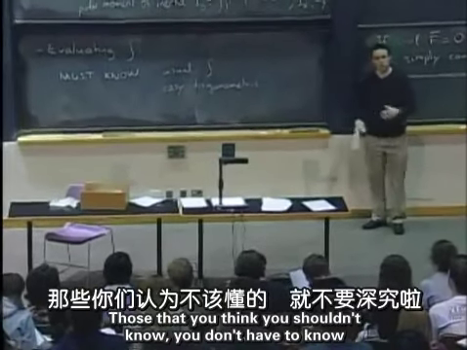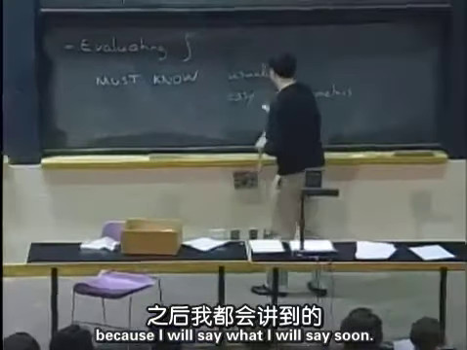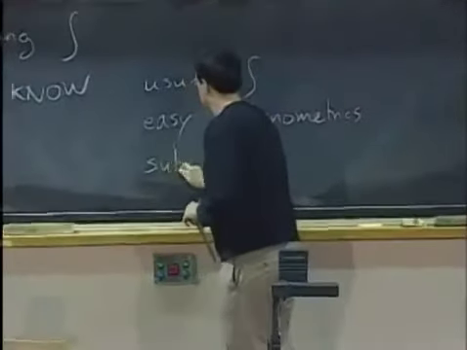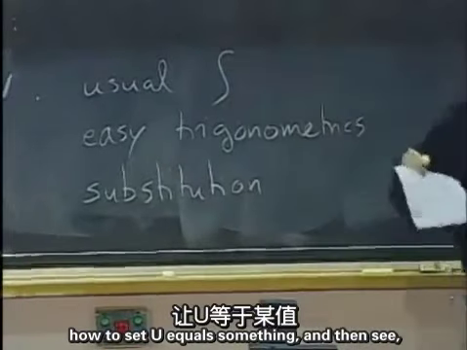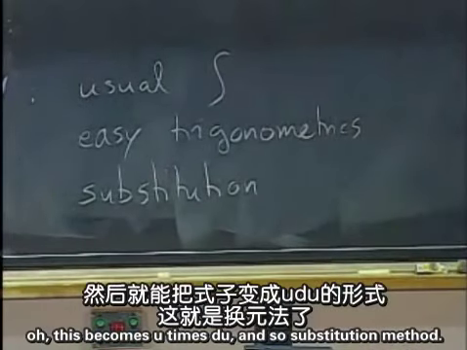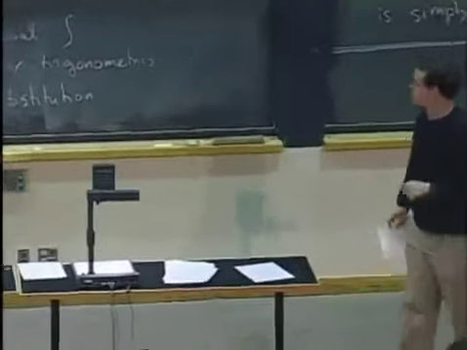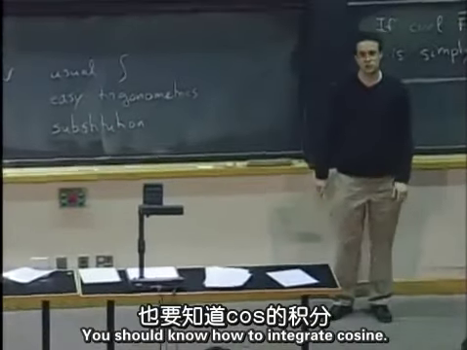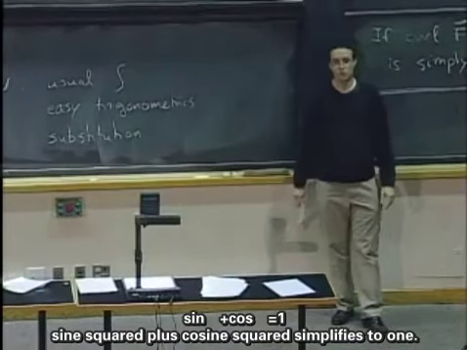Those that you think you shouldn't know, you don't have to know. You should know also substitution: how to set u equals something and then see, oh, this becomes u times du. And so, the substitution method. Yes? What do I mean by easy trigonometrics? Well, certainly you should know how to integrate sine. You should know how to integrate cosine. You should be aware that sine squared plus cosine squared simplifies to 1.